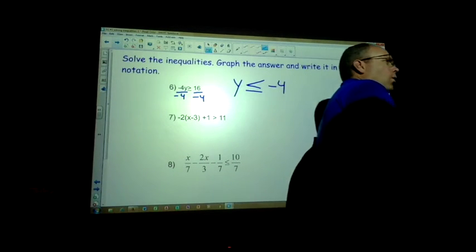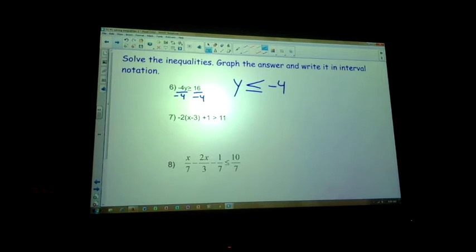Okay? Do we want numbers bigger than negative 4 or smaller than negative 4? Smaller. So where are we coming from? Negative infinity. Where am I going to? Negative 4. Am I including negative 4? Yes. Why is that? Underline. It's underlined. It's included. Okay?